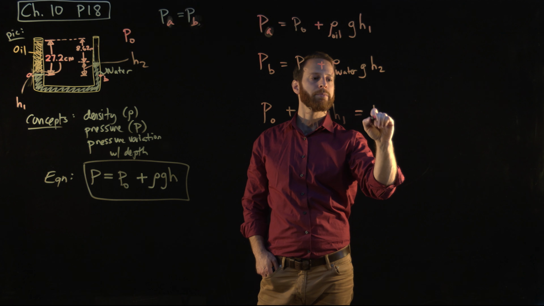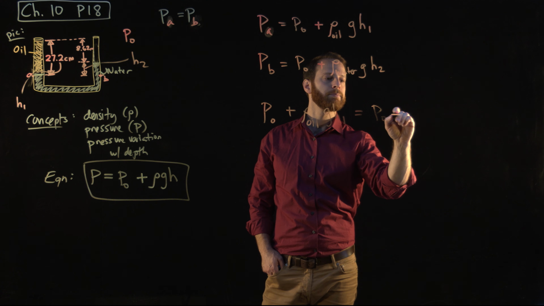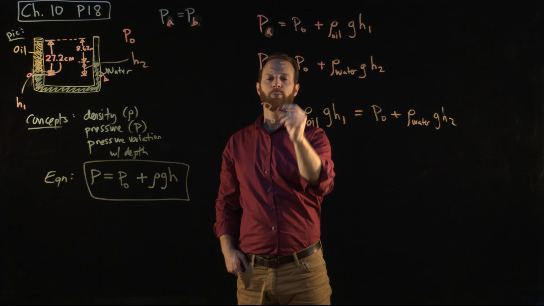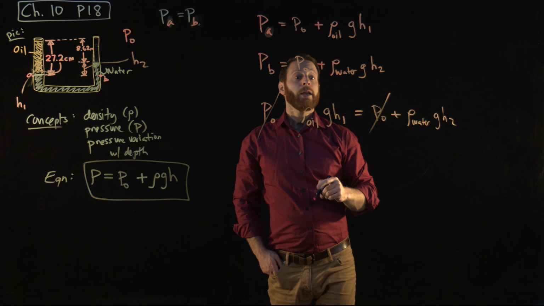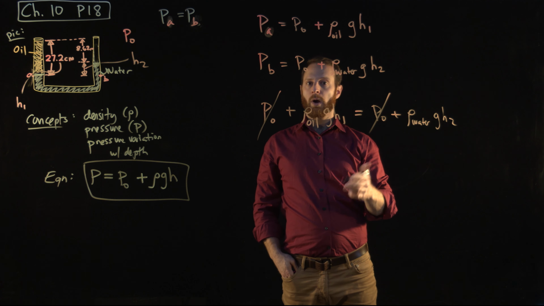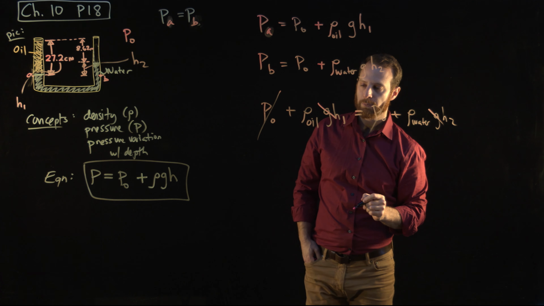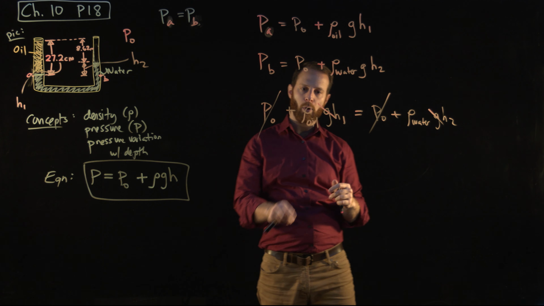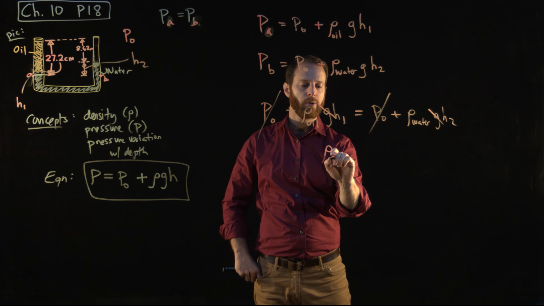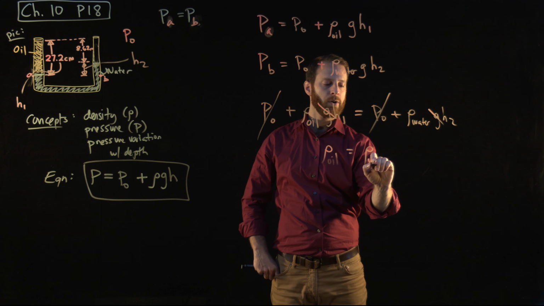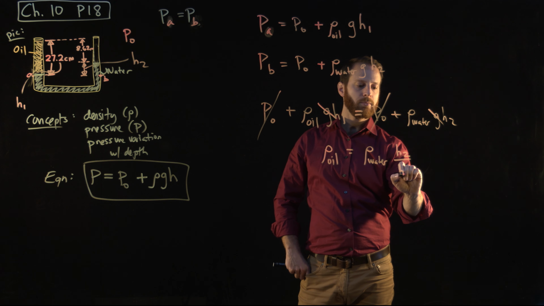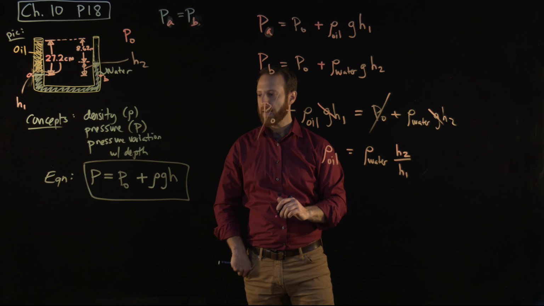This is setting PA equal to PB. Clearly you can subtract the initial pressure. And once you've done that, you realize you have this term equal to this term. Apparently you can divide both sides by g as well. I'm just going to do that in one step. Cross out the g's. And ultimately what we want is the density of the oil. We have density of oil times H1 equal to density of water times H2. Apparently that means that the density of the oil is equal to the density of the water times the ratio of H2 over H1. Okay, and now we can simply plug in some numbers.